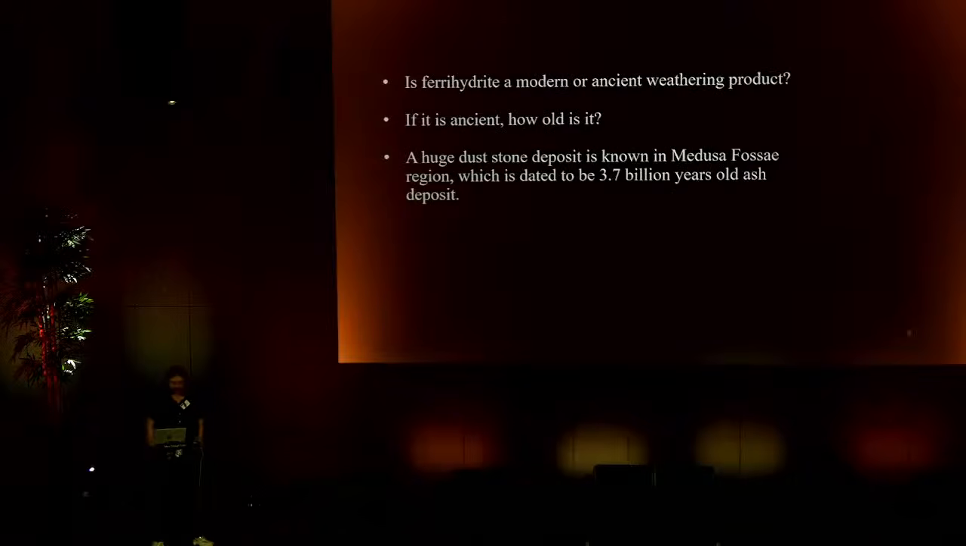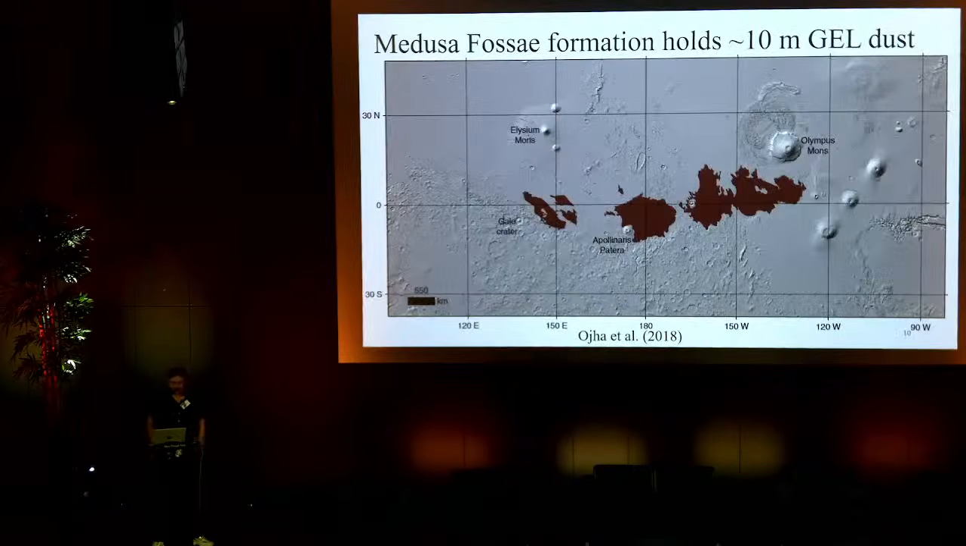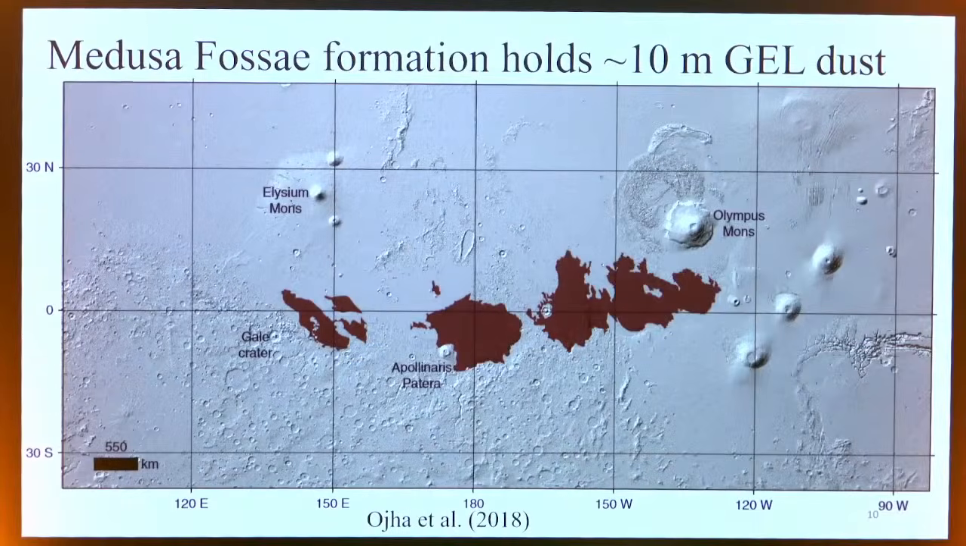is in line with the recent work by Luju, who has published this paper on Medusae Fossae Formation and suggested that the vast amount of the Martian dust is being eroded from Medusae Fossae Formation and then being distributed over the Martian surface. So his work suggests that if you eroded the entire Medusae Fossae Formation, you would end up with a global equivalent layer of 10 meters of dust.